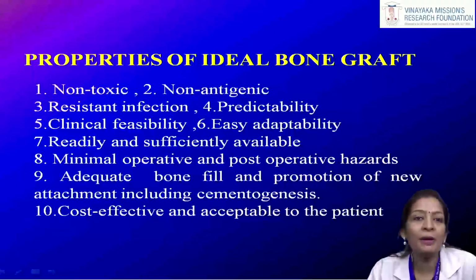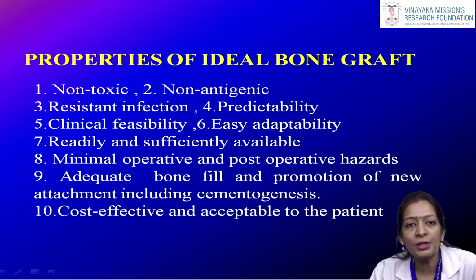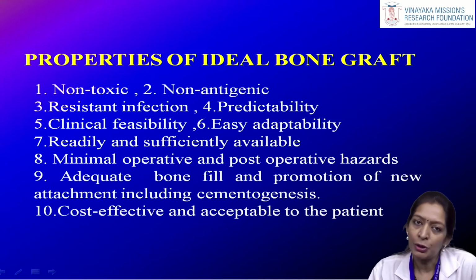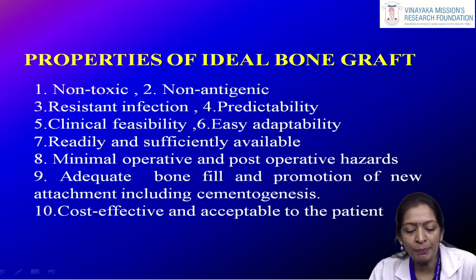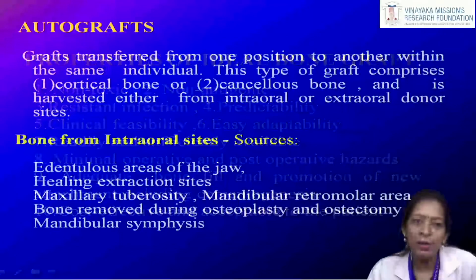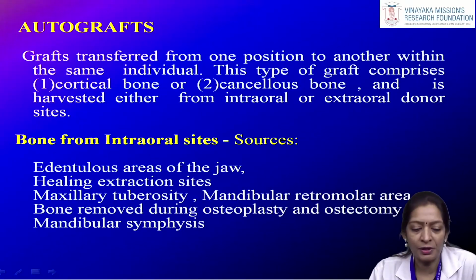So we cannot place any material as a bone graft. It has to fulfill certain criteria. So what are the properties of an ideal bone graft? They should be non-toxic, non-carcinogenic, easily available, biocompatible, predictable, should not cause any infections, with minimal preoperative and postoperative hazards, should give adequate bone fill, and be cost effective and easily accessible to the patient. So these are the ideal requirements of any bone graft. Now let's go into the details of all the bone grafts.